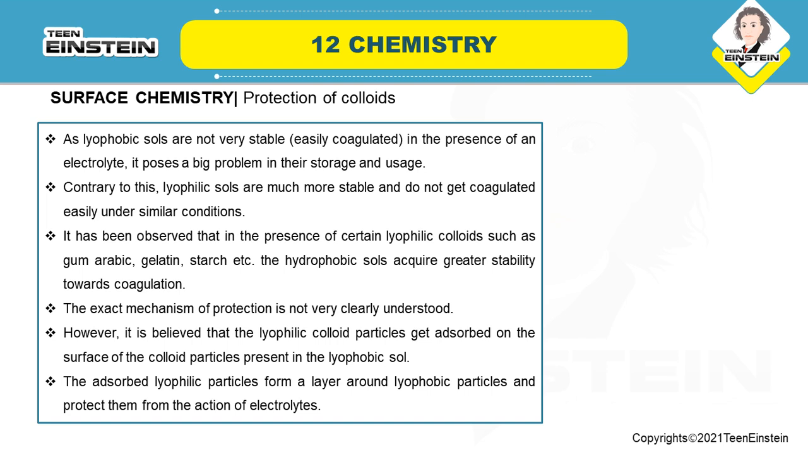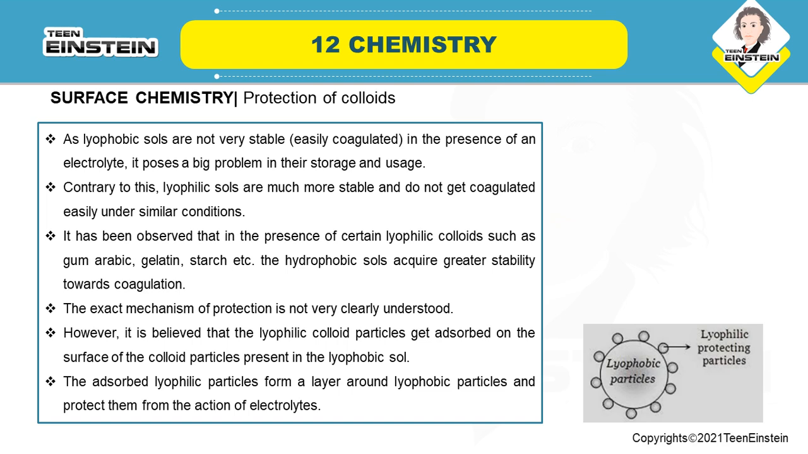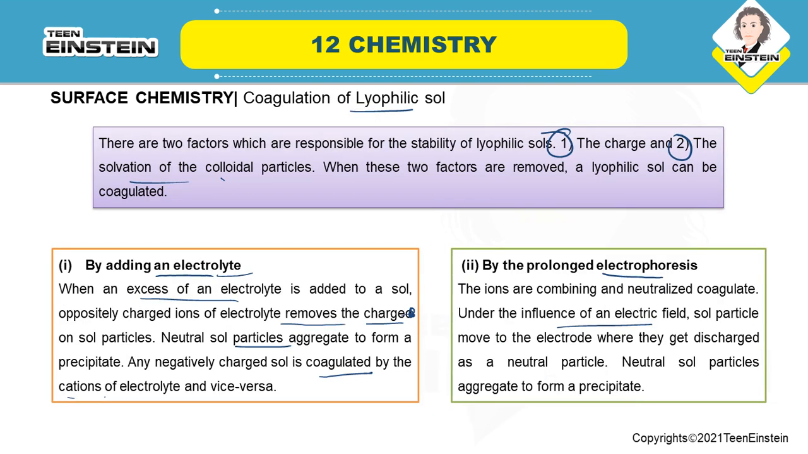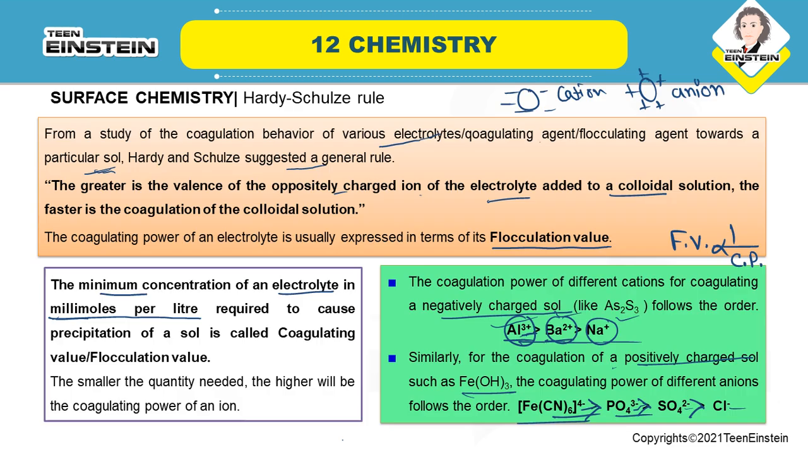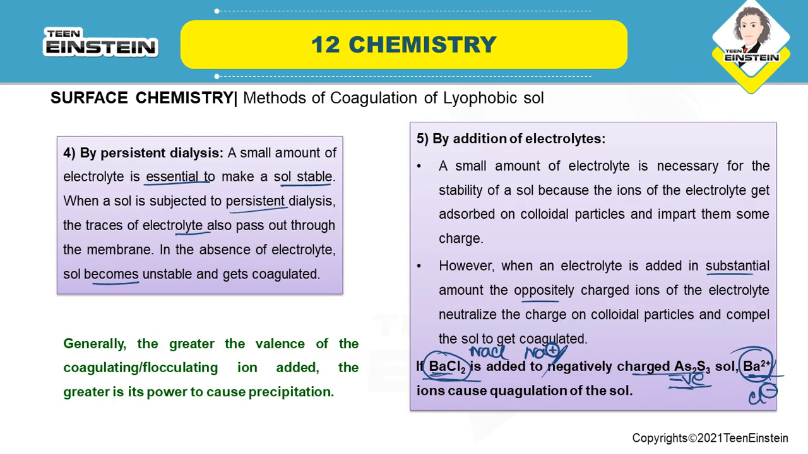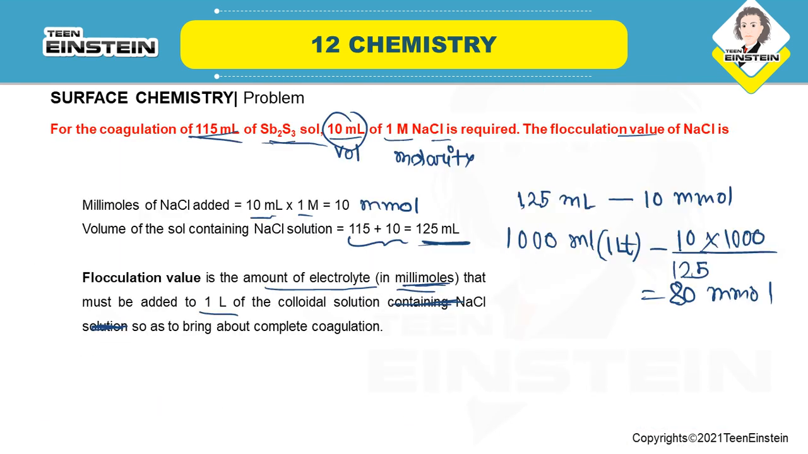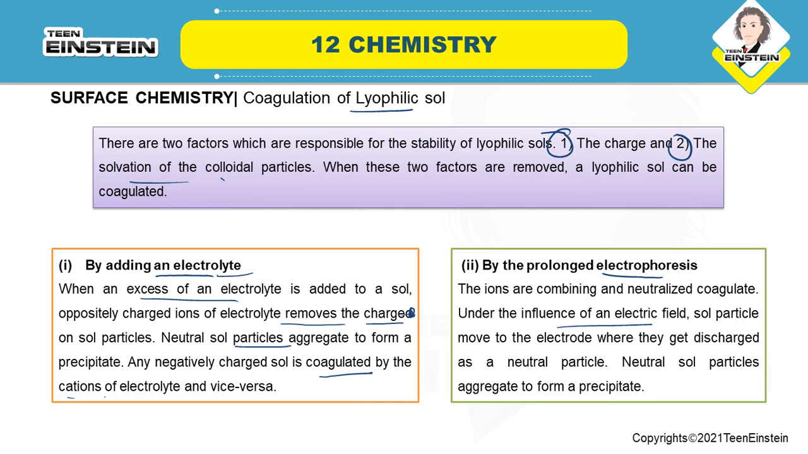Protection of colloids is actually a completely different topic, so better we discuss it in the next class. Here we will end with coagulation. So these two processes are for coagulation of lyophilic sols, and we have also seen the coagulation processes for lyophobic sols. So in total 5 points we have discussed here. So we are ending here, that is, the coagulation of lyophilic sols.